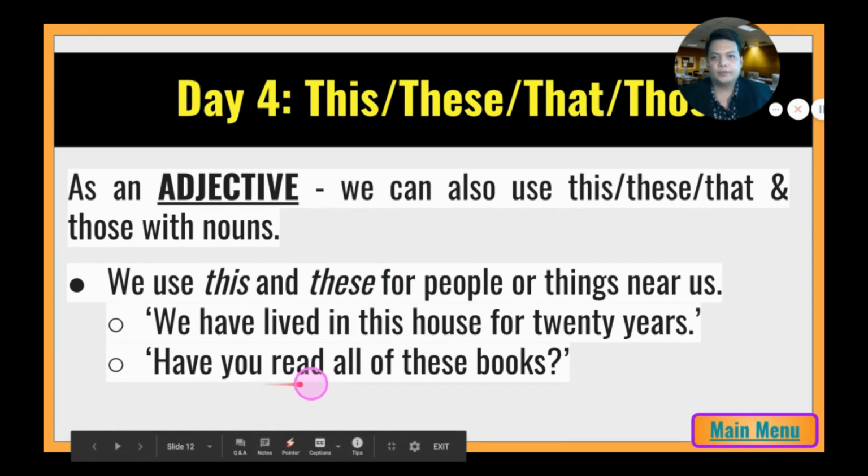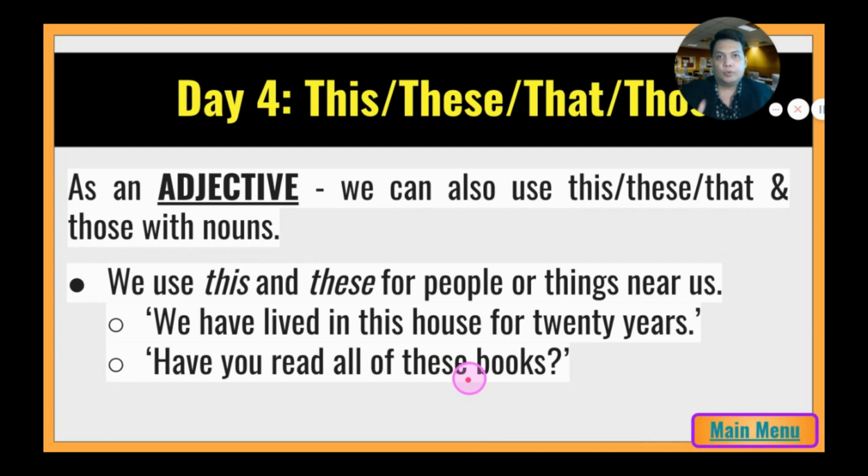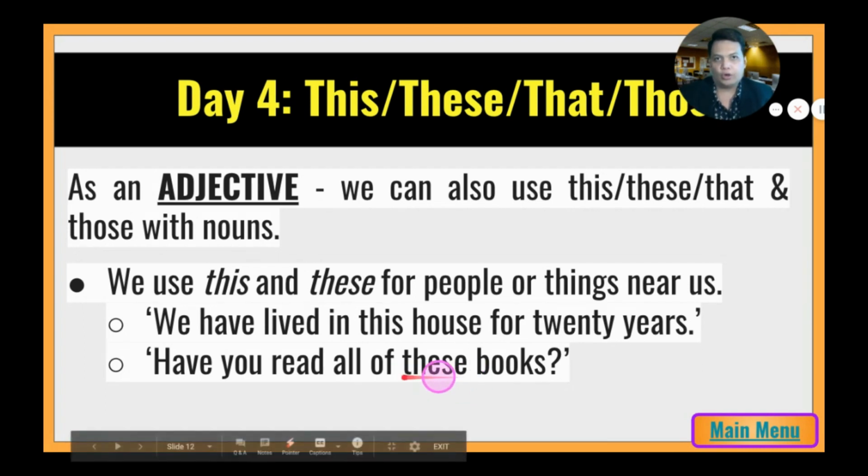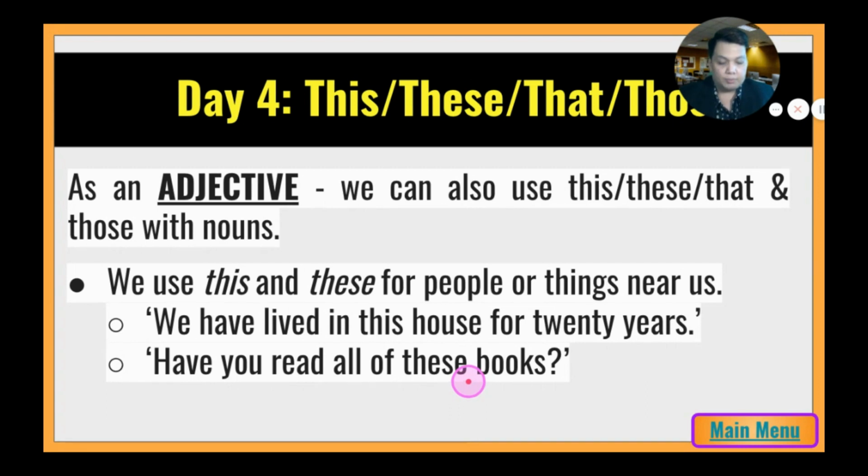Have you read all these books? The speaker is talking about the books that are close to him or her. The noun following it is in plural form, so we use these. We use this for a singular noun and these for a plural noun, for the things that are closer to the speaker.